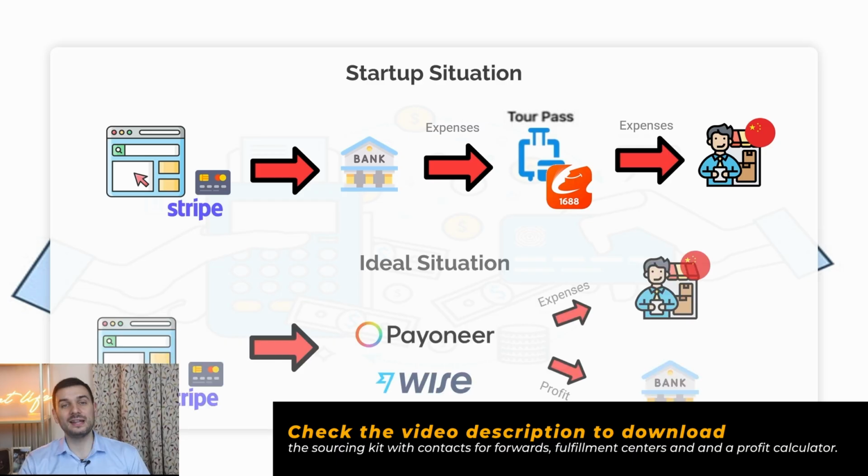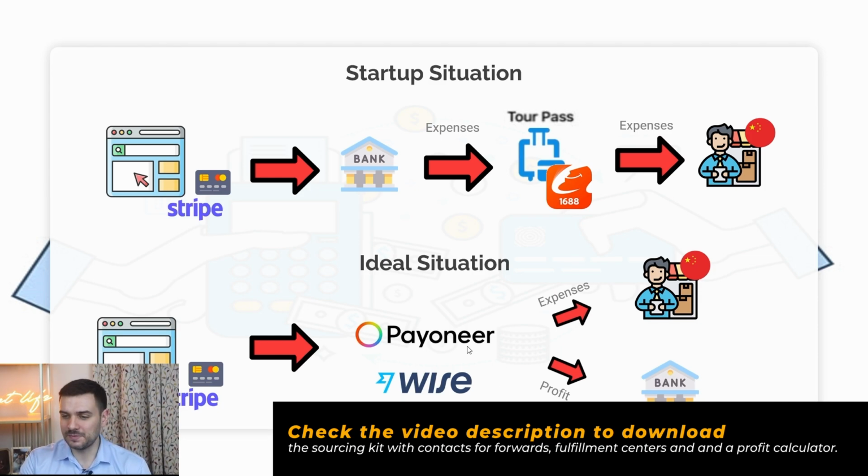But if you want to level up your business, I use this method right now on my e-commerce website. This is the ideal situation. You still have the Stripe and the e-commerce store, but the difference is you use a gateway, I guess you can call it a middleman or a platform, like Payoneer and Wise, and they would host your money completely, all from the e-commerce website.